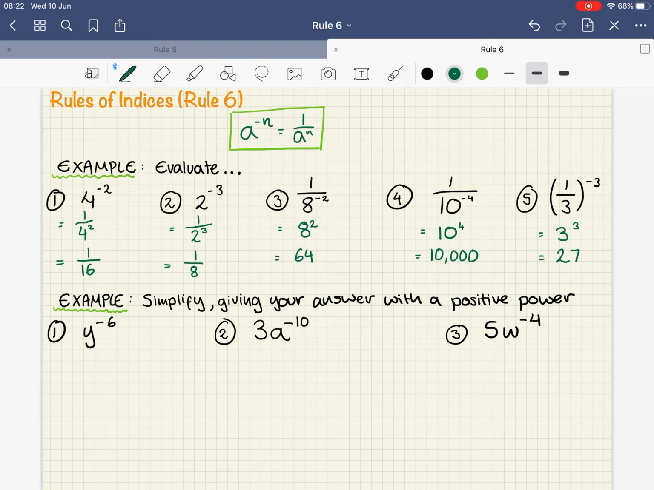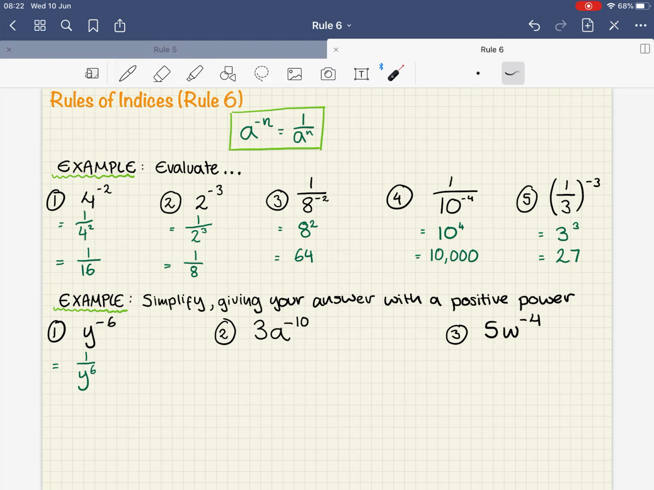Okay, next one, example, simplify your answer with a positive power. So right now, this power is negative. We want it to be positive, and the way to do that is to use our rule. So I flip it over and I drop the negative sign. And there we can see we've gone from a negative power to a positive power.